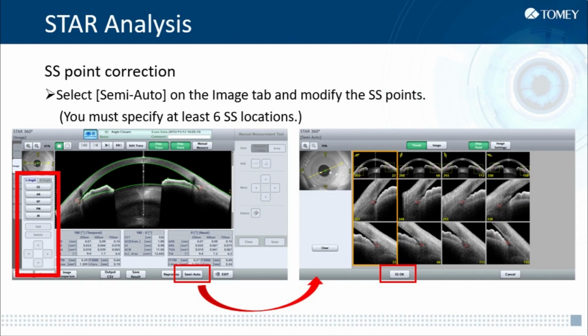Here are the steps to fix the SS position. Go to the Image tab and press the Semi-Auto button, then specify the SS points on each of the 8 angle photos. Once you have specified the SS, press the SS OK button so that the reanalysis will be performed automatically.